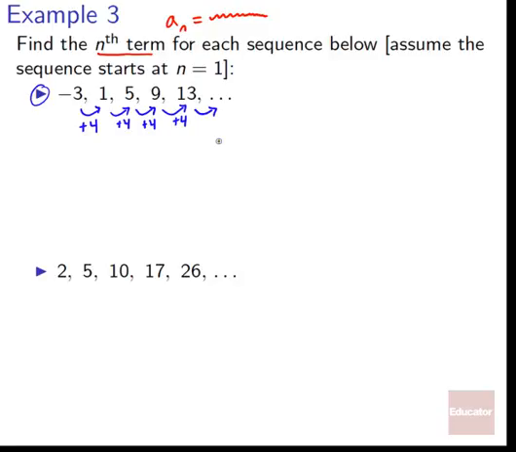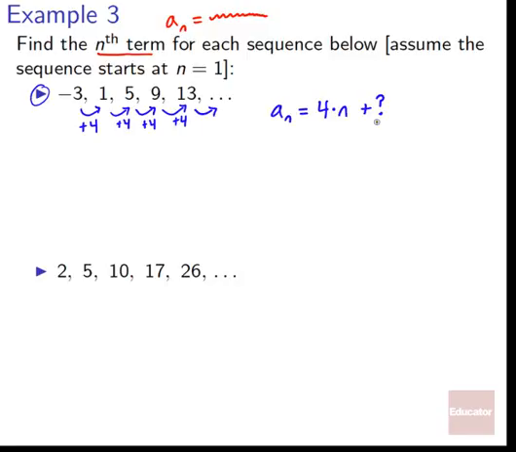Since the pattern worked for everything that we've seen so far in the sequence, we can assume that the pattern is definitely just add 4. So if that's the case, it's got to be something of the form a_n equals 4 times n plus, we don't know yet, so we'll just leave that as a question mark. a_n equals 4 times n plus question mark.